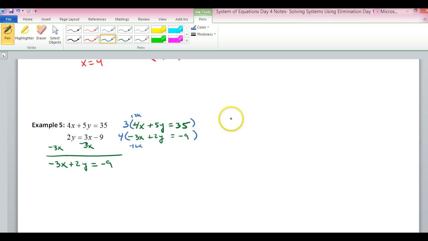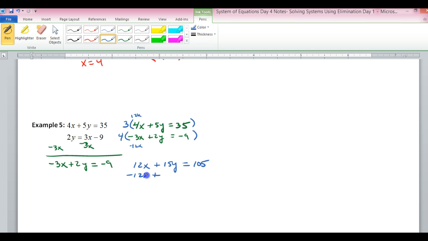So I go ahead and multiply these equations to get my new ones. 3 times 4x is going to give me 12x, plus 3 times 5y is 15y, equals 3 times 35 is 105. Now 4 times negative 3x is negative 12x. 4 times 2y is 8y. And then 4 times negative 9 gives you negative 36. Now, when you look, the x's go bye-bye.